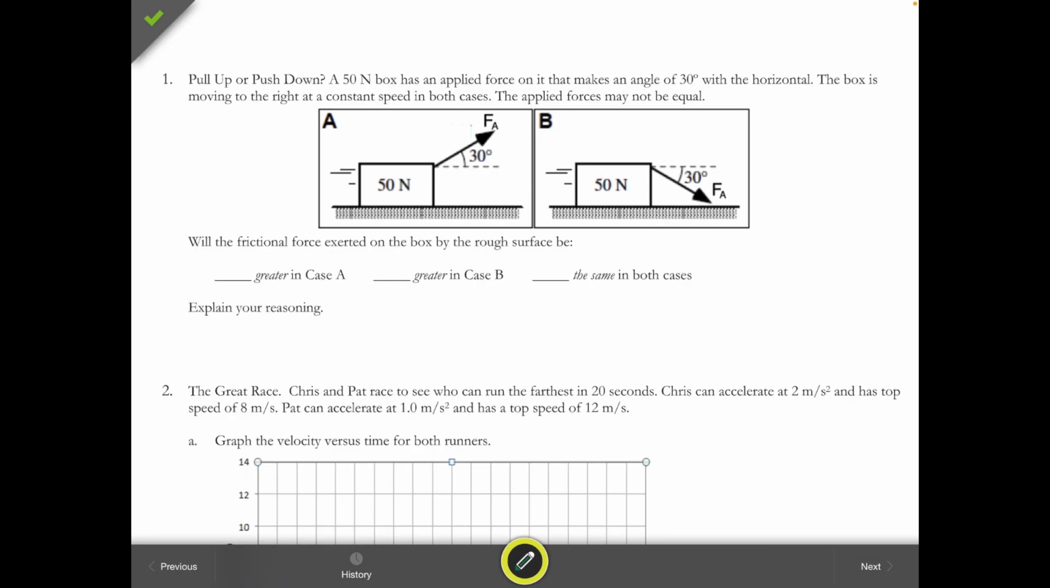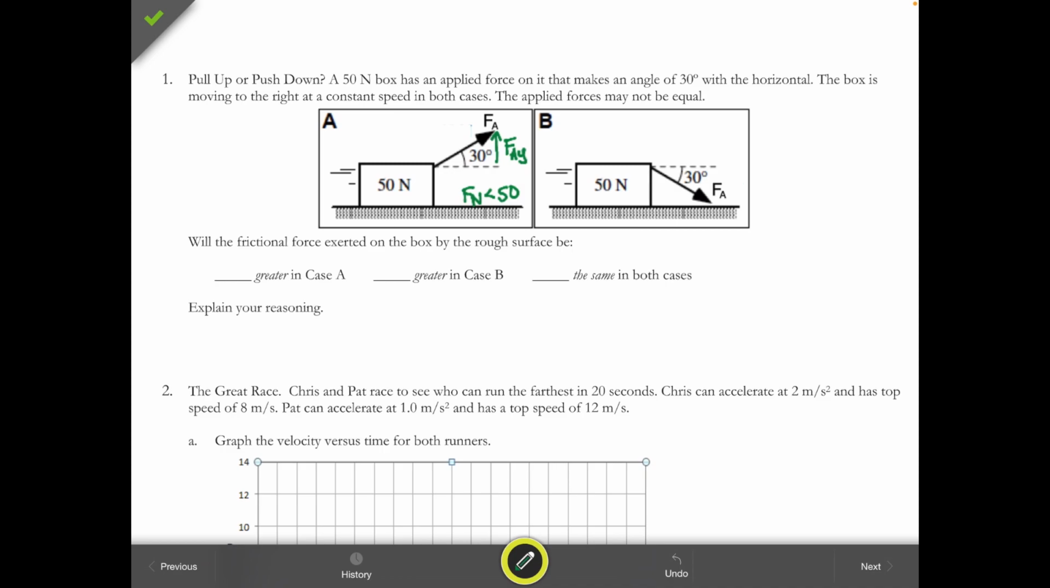Problem one, we have a person that's either pulling up on a box or pulling down on a box. The reason this question is important is if you pull up, then the y component of your applied force is going to be helping to support the weight, the 50 Newton weight of the box. Because the y component is positive, it'll be helping support the weight. So in A, the normal force is smaller than 50 because the applied force is pulling upward.